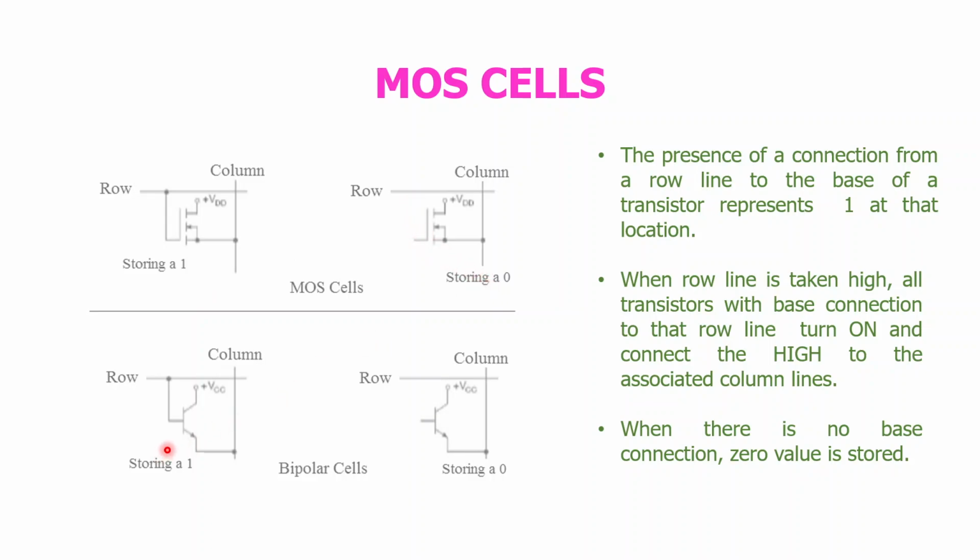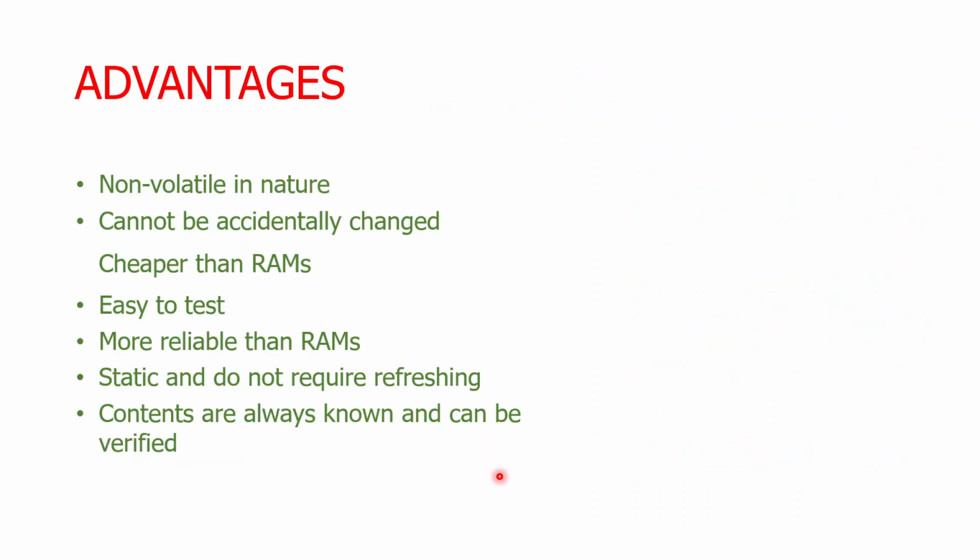Here also this is a BJT, bipolar transistor. This is the base, this is the collector, and this is the emitter pin. So you know the transistor consists of 3 pins. If there is a connection between this row and the column, it can store bit 1, and here there is no connection between the row and the base of the transistor, so it is storing bit 0. Like this, 1s and 0s will be stored by the transistors in ROM cells.